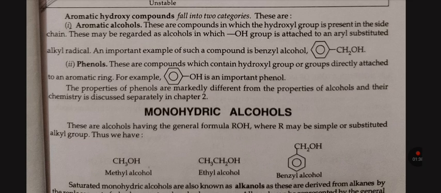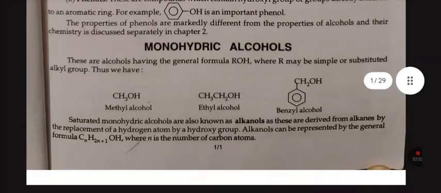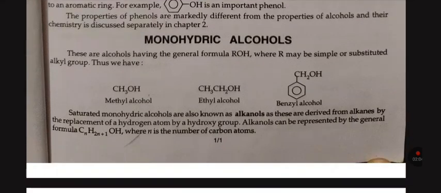Second, phenols. These are compounds which consist of a hydroxyl group or groups directly attached to an aromatic ring. For example, phenol is an important phenol. The properties of a phenol are markedly different from the properties of alcohol, and their chemistry is discussed separately in chapter 2.